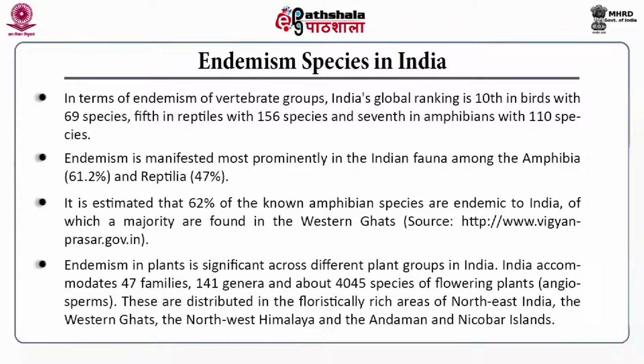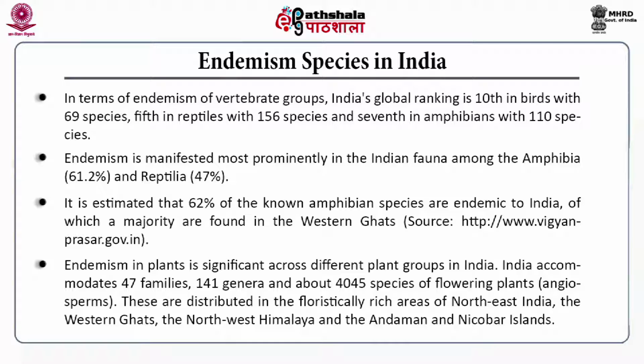Now, next comes endemism in plants, which is significant across different plant groups in India. India accommodates 47 families, 141 genera, and about 4,045 species of flowering plants, mainly angiosperms. These are distributed in the floristically rich areas of northeast India, Western Ghats, Northwest Himalayas, and the Andaman and Nicobar Islands.